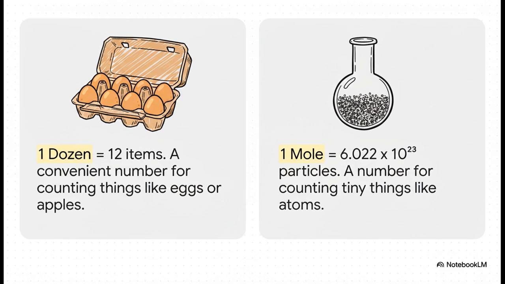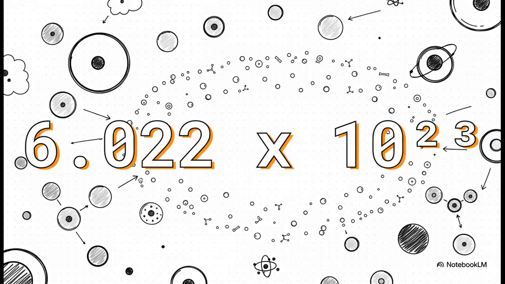That's it. Seriously, just like the word dozen is a shortcut for saying 12, the word mole is a shortcut for saying, well, a really, really big number. Since atoms are so tiny, we needed a convenient word for counting a giant pile of them, and that's the mole. And this is that number. It's called Avogadro's number, and just look at it. It's 6.022 times 10 to the 23rd power. It's a number so huge it's hard to even wrap your head around. But this number is the absolute heart of the mole. 1 mole of anything, atoms, molecules, whatever, means you have this many of them.